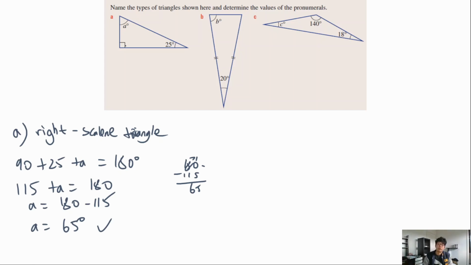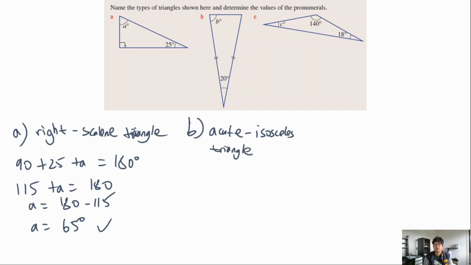Now moving on to question B. I'll just rub this part out. Let's start off with what triangle this one is. So to start us off, we know that it is an acute triangle. All angles are smaller than 90. So let's start off with acute. And this one is an isosceles triangle because two sides are the same length here. So it's an acute isosceles triangle.